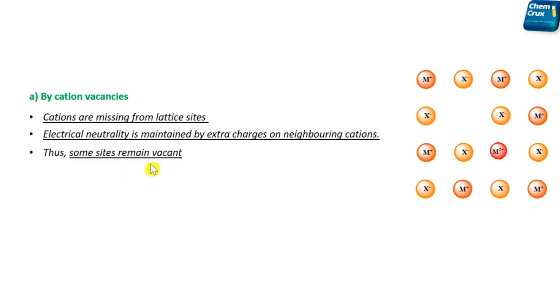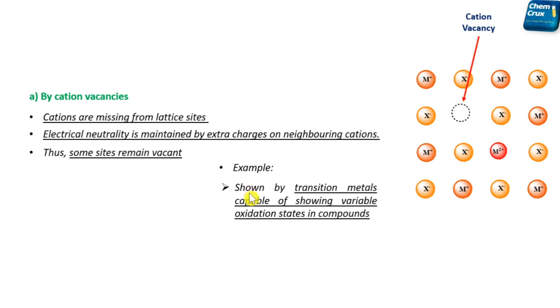So you can see one lattice site is vacant and thus a cation vacancy is generated. Coming to example. This type of defect is shown by transition metals which are capable of showing variable oxidation state such as FeO. Now we know iron can exhibit both +2 and +3 valence states.